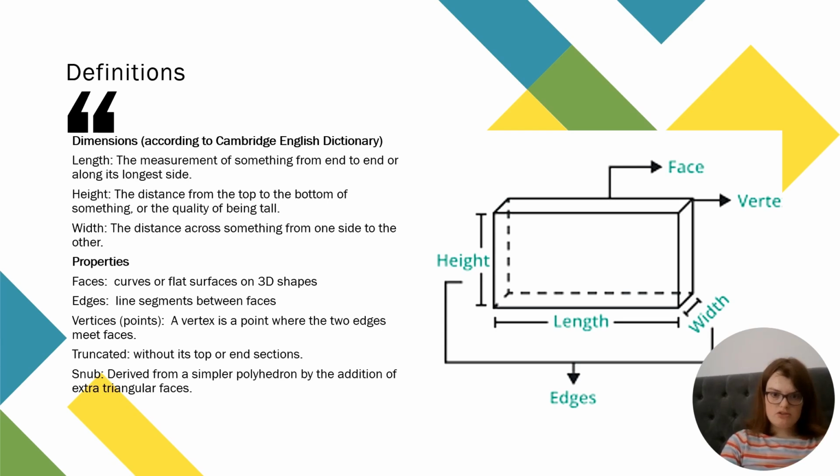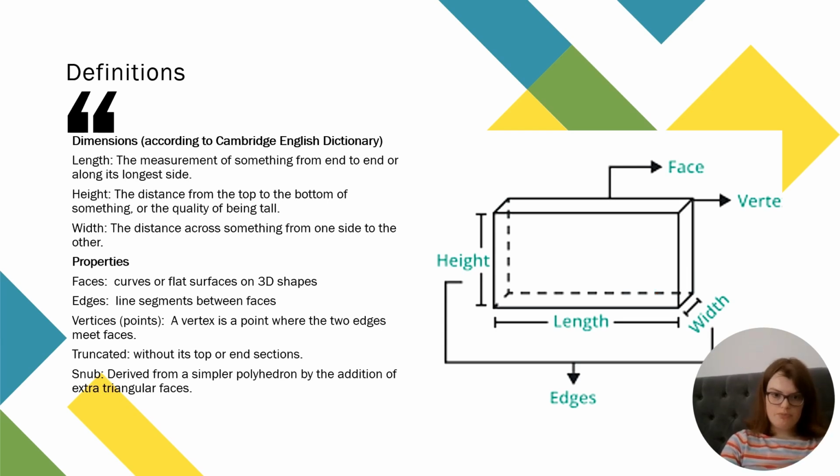The length is the measurement of something from end to end or along its straightest line. So as you can see from this diagram here, this is the length. This is also the length. The height is the distance from the top to the bottom of something, or the quality of being tall. So this is the height. The width is the distance across something from one side to the other. So this would be the width.